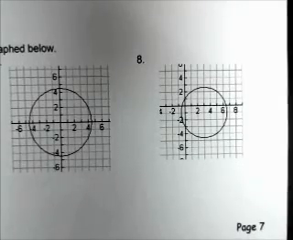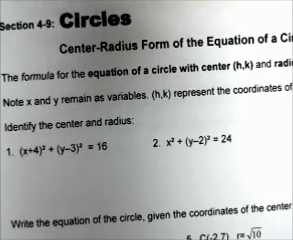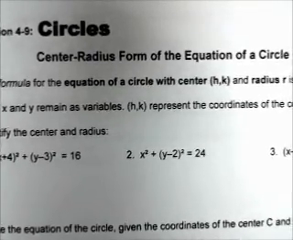Today we're on page 7 of our Chapter 4 notes packet. Section 4.9 is circles. Another topic, hopefully you recall from geometry. Center radius form of the equation of a circle.